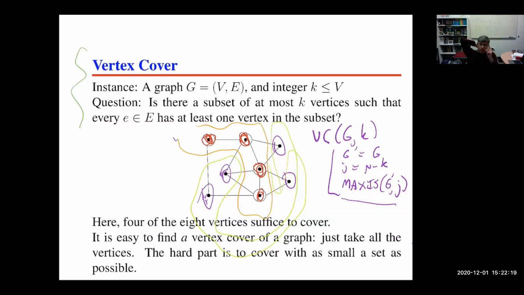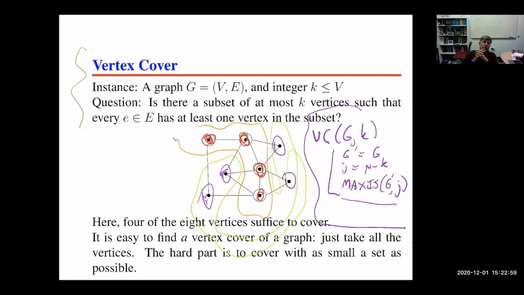Does everybody see this is the translation that I want? If I want to know if my graph has a vertex cover of K vertices, that is exactly the same question as asking, does it have an independent set of size N minus K? Does everybody see that? This is the kind of thing I expect you to be able to do. Does everybody kind of see that this is an argument?